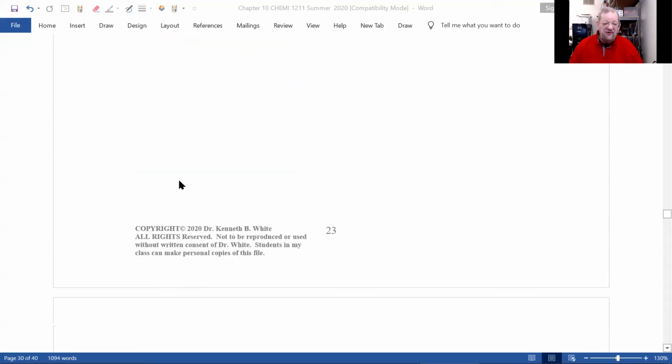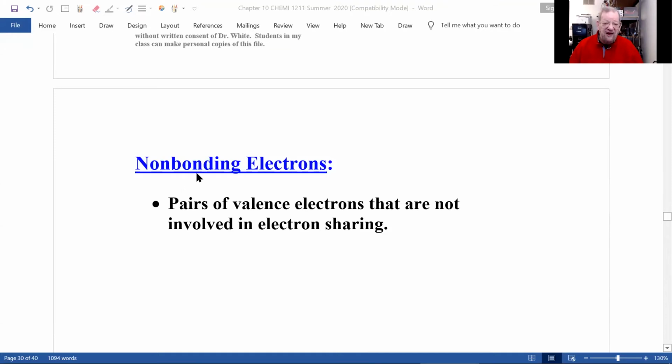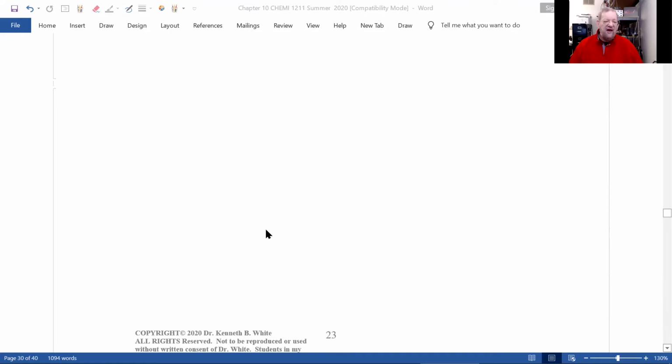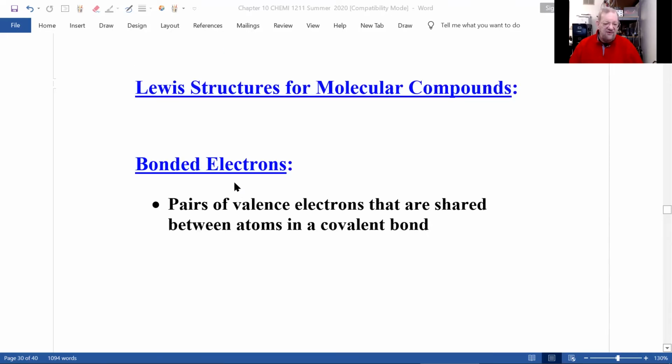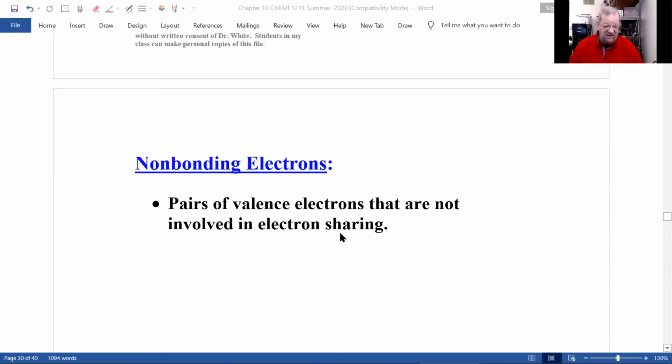Now, sometimes certain elements have pairs of electrons around them that are not involved in a chemical bond, and we call those non-bonding electrons. Those are pairs of valence electrons that are not involved in electron sharing. So you have bonded electrons, pairs of electrons between atoms that are being shared, and then you have non-bonding electrons, which are pairs of electrons that are not being shared or not involved in electron sharing.